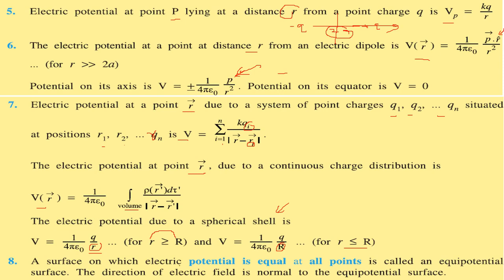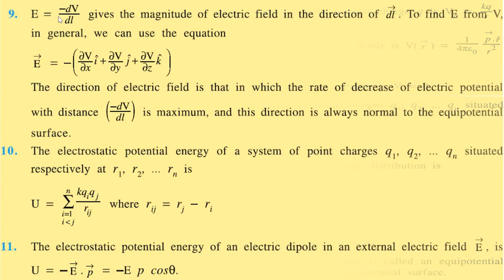A surface on which the electric potential is equal at all points is known as an equipotential surface. The direction of the electric field is normal to the equipotential surface. This is the direction of the electric field. E equal to minus dV by dl gives the magnitude of the electric field in the direction of dl, a very small distance. To find E from V, in general we can use E equal to minus del V by del x i, del V by del y j, del V by del z k. This is the vector form.